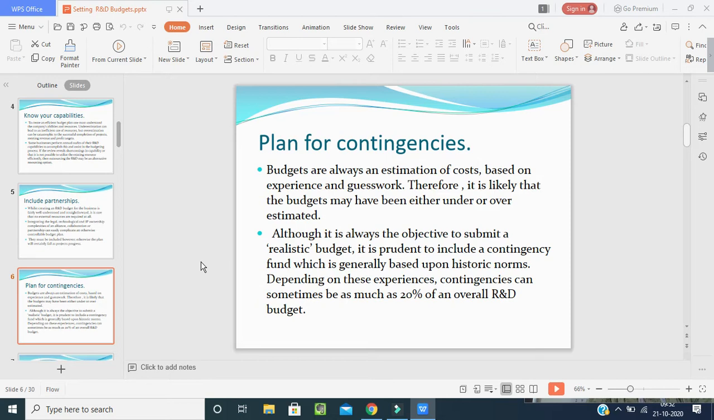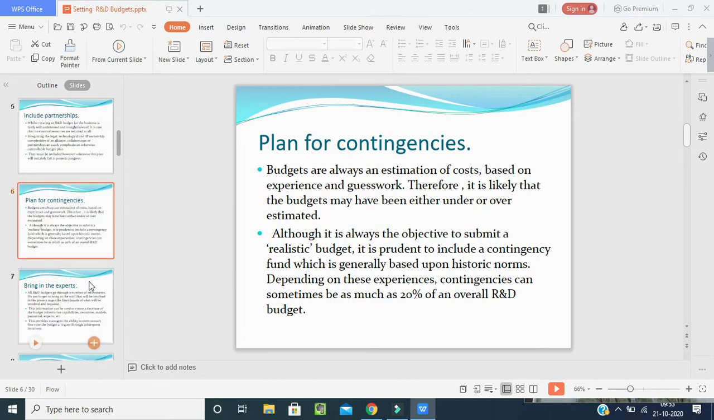Another one, objectivity to submit a realistic budget. It is prudent to include a contingency fund, which is generally based upon historic norms. Depending on these experiences, contingencies can sometimes be as much as 20% of an overall R&D budget. That means it is an assumption. That means we are keeping some 20% of the overall budget aside for the future in order to have a realistic budget. So there should be planning before acting.